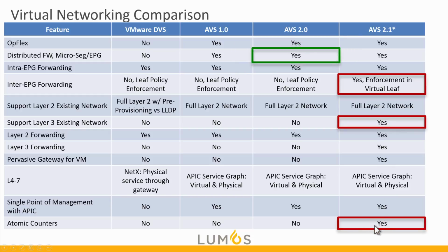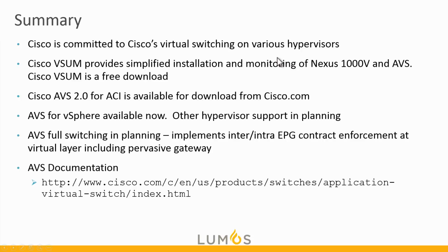AVS 2.0 does have distributed, actually this says AVS 1.0 has the distributed, that's a typo. It should be AVS 2.0 has, that was a copy paste error, the distributed firewall, microsegmentation, and EPG. AVS 1.0 does not have that. So in summary, Cisco's committed to Cisco's virtual switching on various hypervisors.